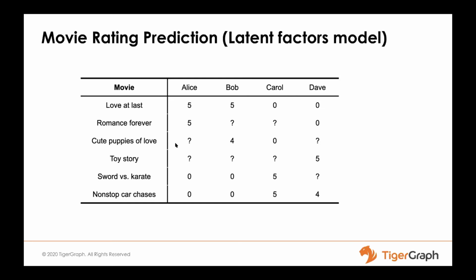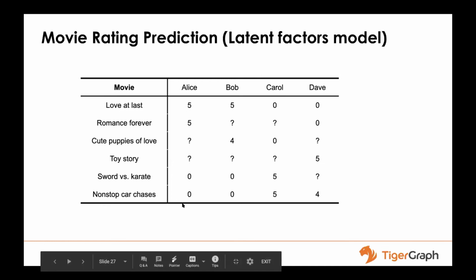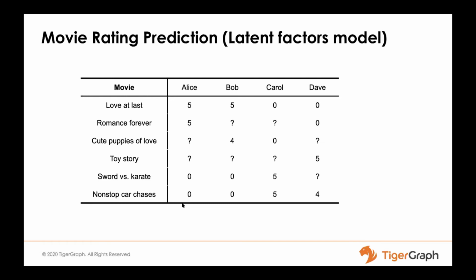Also, if you look at the last two lines, it seems Alice does not like Sword versus Karate or Nonstop Car Chases. And you can see these two are actually action movies. So from this, we can say that Alice is a fan of romantic movies, but she's not a big fan of action movies. Now, to predict Alice's rating for Cute Puppies of Love, we know that it is a romantic movie, so Alice may like it. However, Toy Story has more action content than romance content, so Alice may not like this movie. So this is intuitively how we would predict the rating.